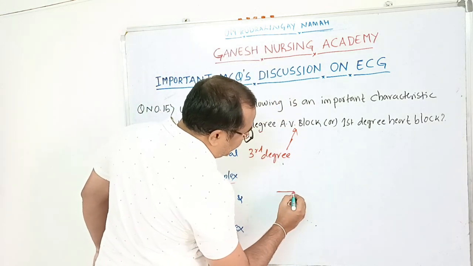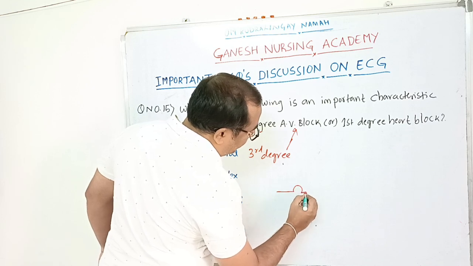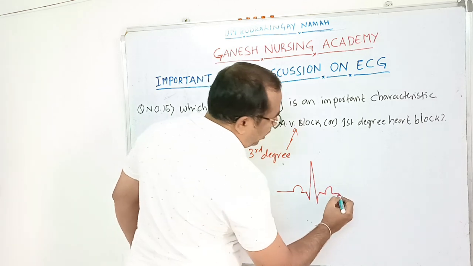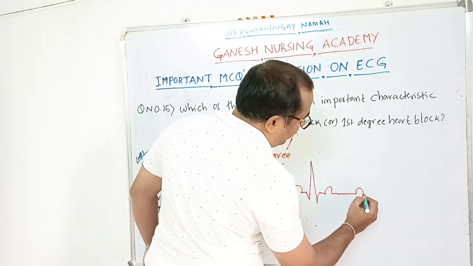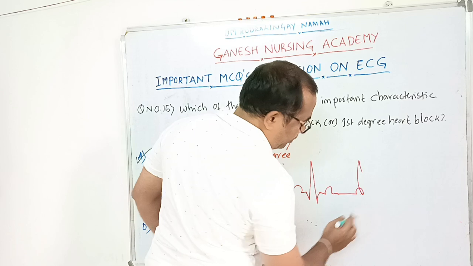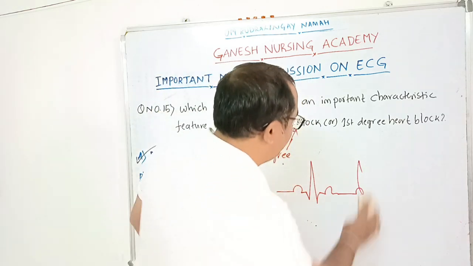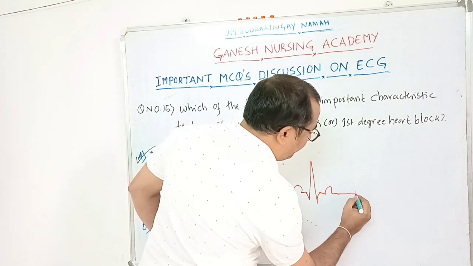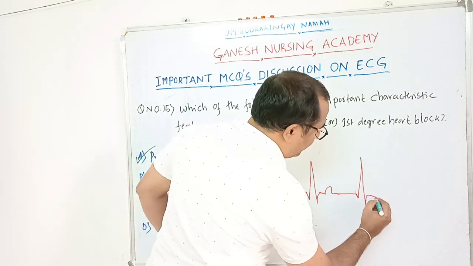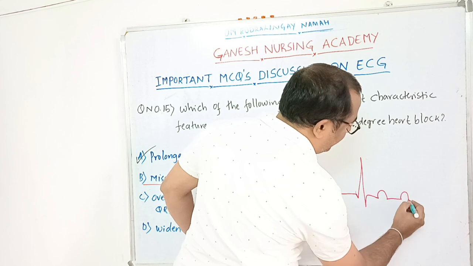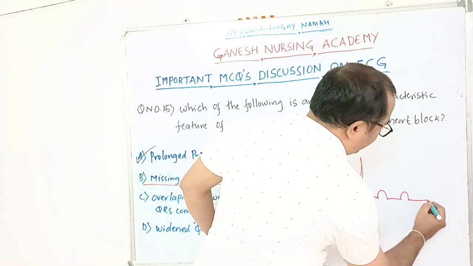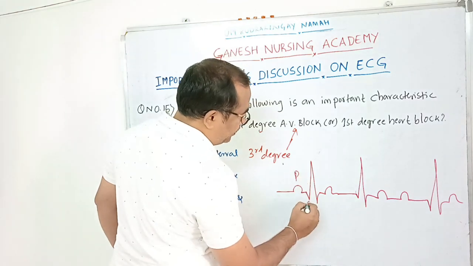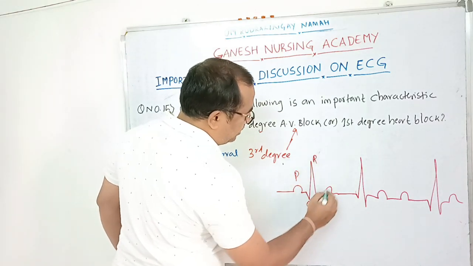See here, P wave. The QRS complex may appear soon after the P wave, or here the P wave is there and here only the QRS complex. You cannot see the P wave itself. There is a QRS complex only. Then you can see there is a P wave, and late after the P wave there may be a QRS complex. So P wave, QRS, T.